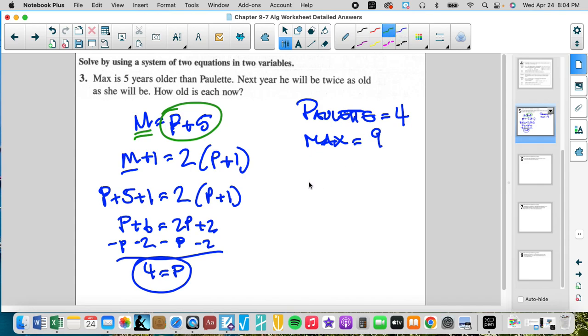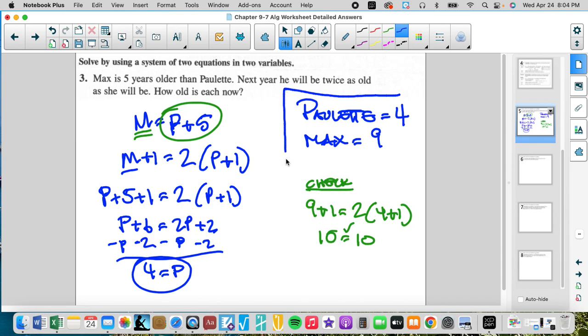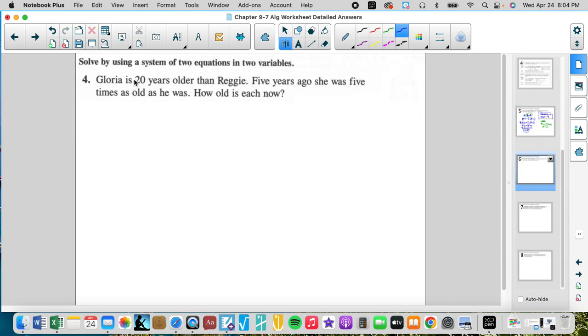So checking. Max in a year will be twice as much as Paulette is in a year. So yeah, 10 equals 10. So that worked. So this is correct. Paulette is 4, Max is 9. That worked out okay.